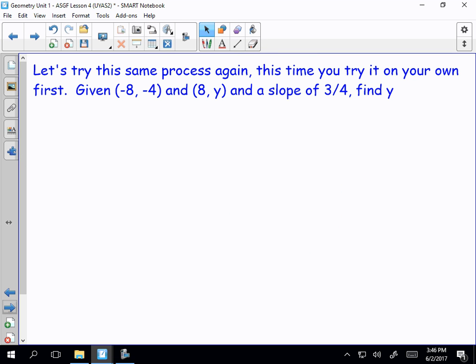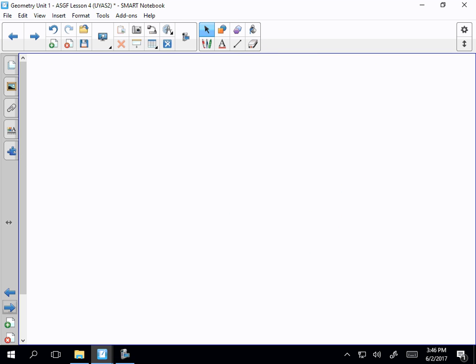Okay, and then we could keep going, same pattern here. So this does conclude our lesson, working with slopes of lines.